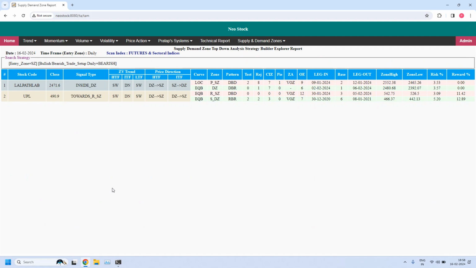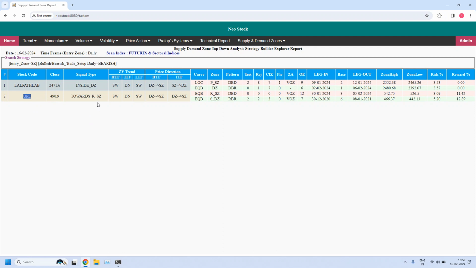Yesterday we didn't find any stocks supporting a bearish trade setup, but today we identified two stocks. In that, UPL is moving towards the supply zone and Lalpat Lab is already inside the demand zone. Price closed inside the demand zone. But it is already pierced, so we don't trade pierced zones. So just ignore this Lalpat Lab. Because this is only two stocks, I didn't add any further filters. But remember, pierced zones we don't trade. So leave this stock. Look for UPL.